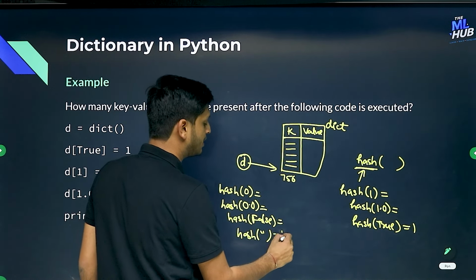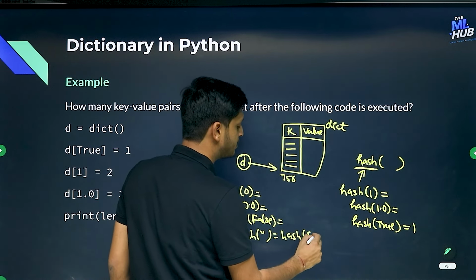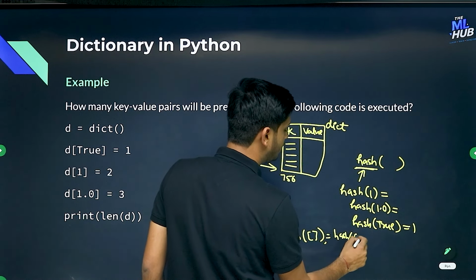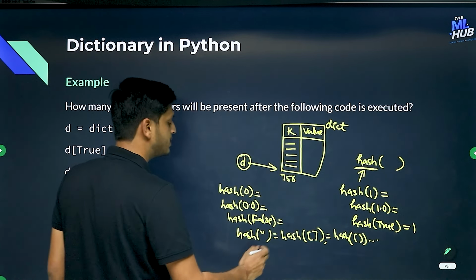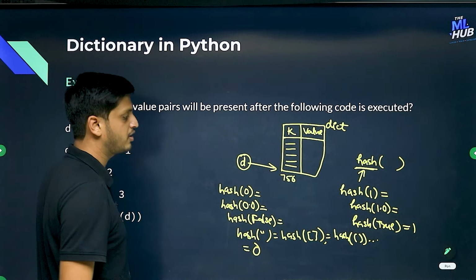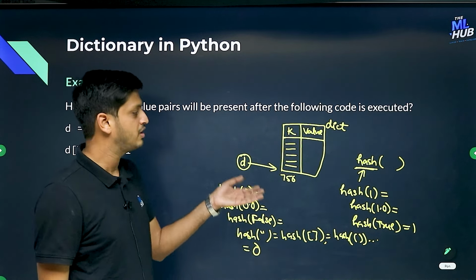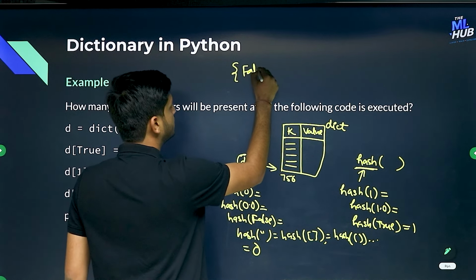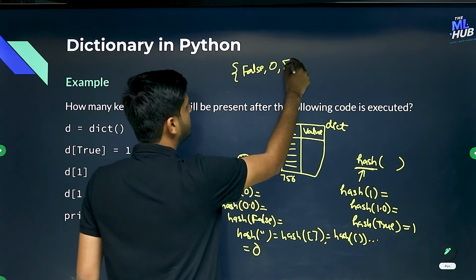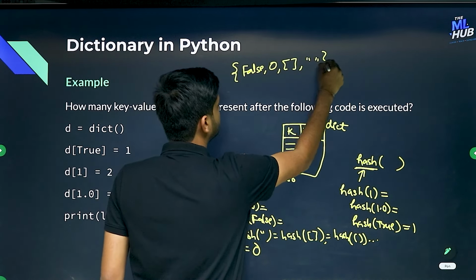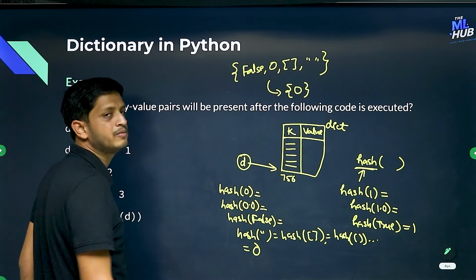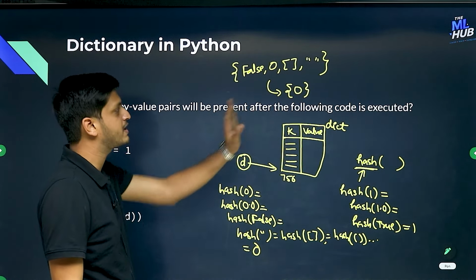It will be equal to the hash value of an empty list. And it will be equal to the hash value of an empty tuple and so on. They will all be 0 only. So internally they are implemented like this. And that is why in a set, if you are inserting false and 0 and an empty list and an empty string, nothing will happen. A single element will be present, 0 or false, any one of them. And because order doesn't matter, only a single element will be present.